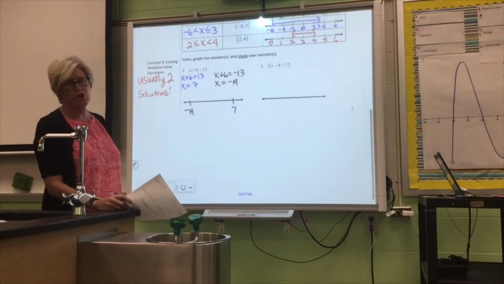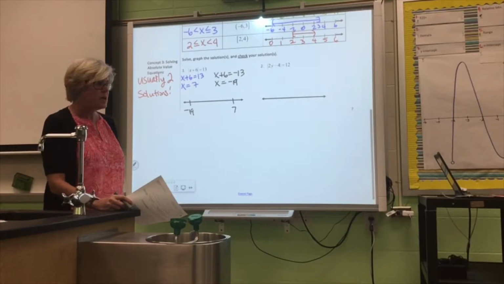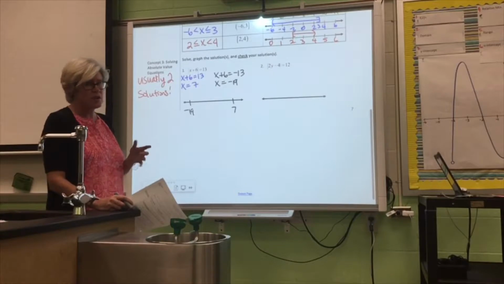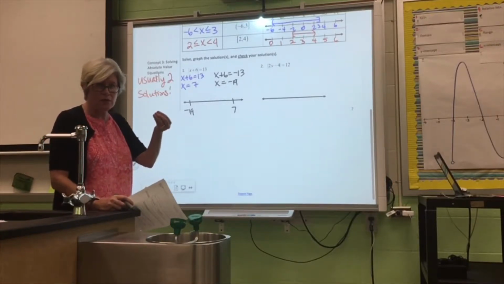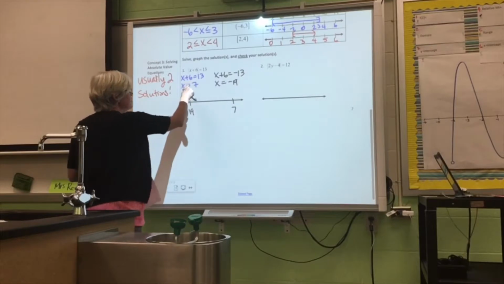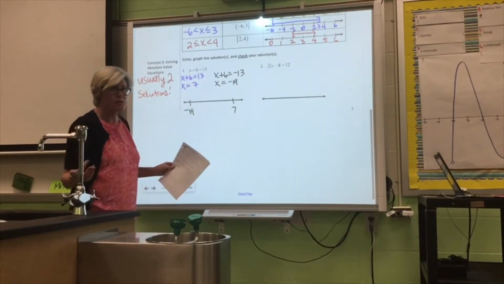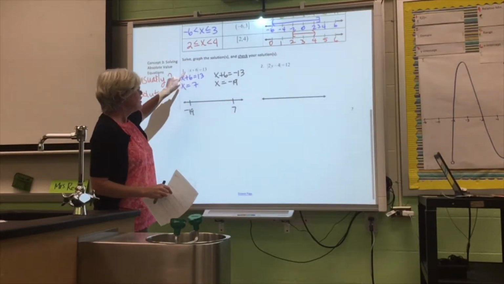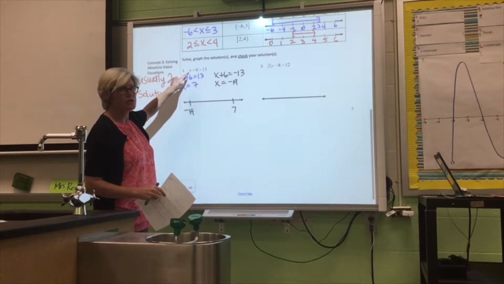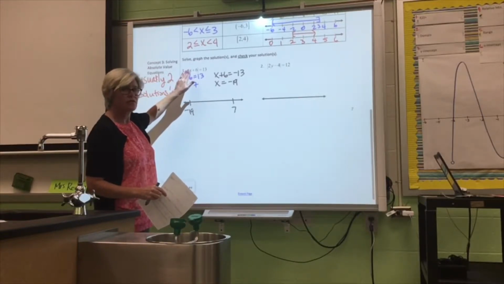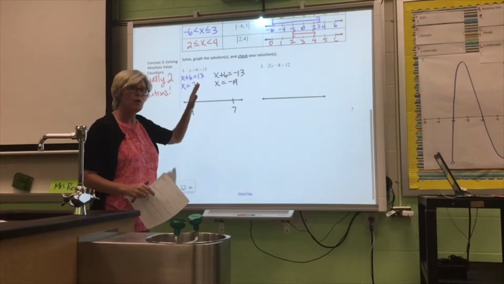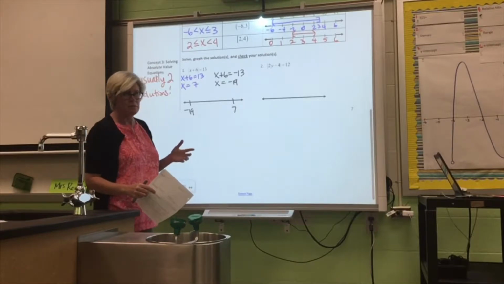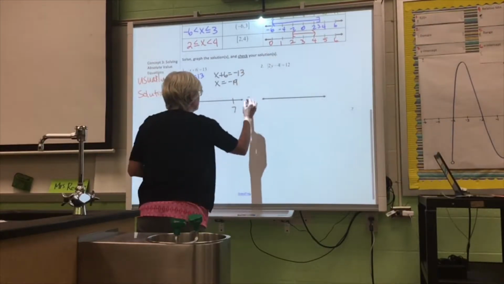In the instructions it says to check your solutions. That's going to be really important because they don't seem to make much sense as it is right now. So let's check them. I'm just going to check them out loud. If I plug in a 7, that's 13. Absolute value of 13 is 13. That works. If I plug in a negative 19, I get negative 13. The absolute value of negative 13 is 13. So both of those work. Notice they look like 2 totally different answers. That happens, okay?